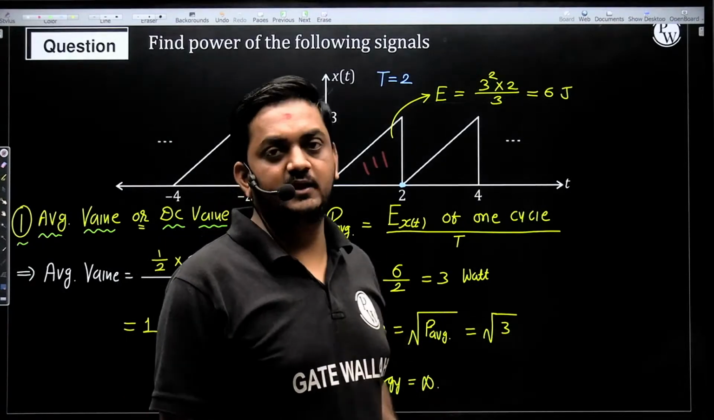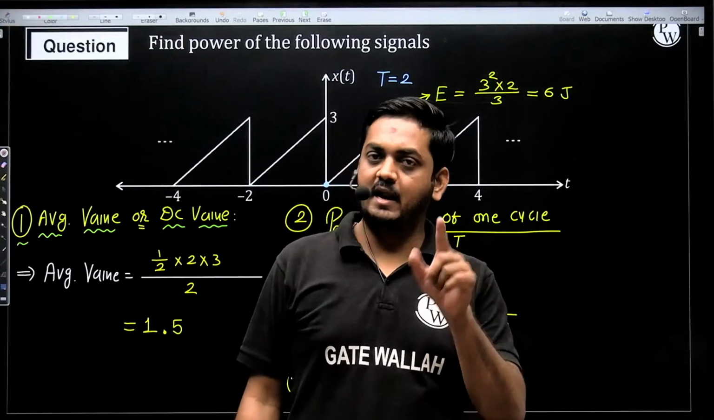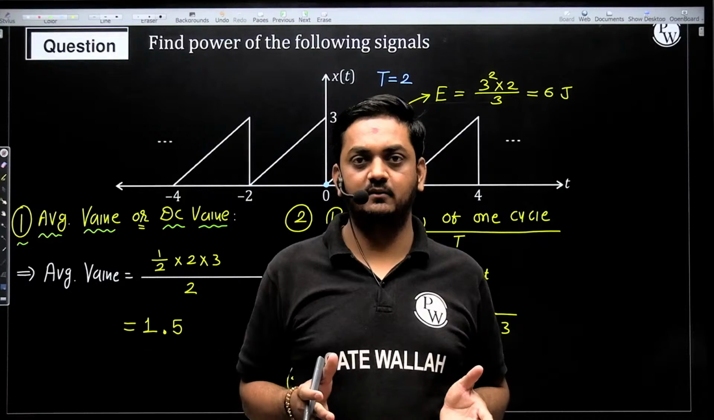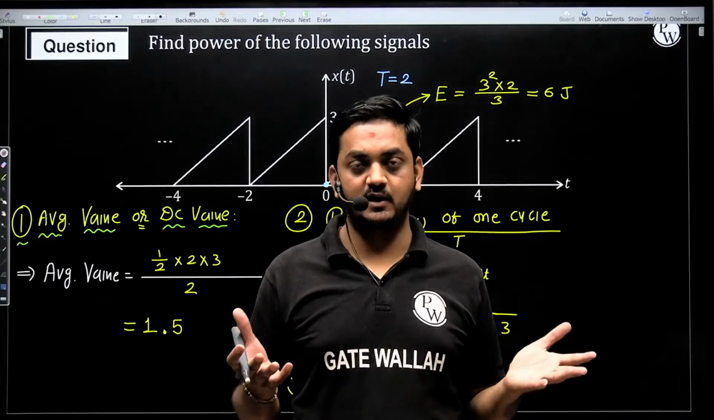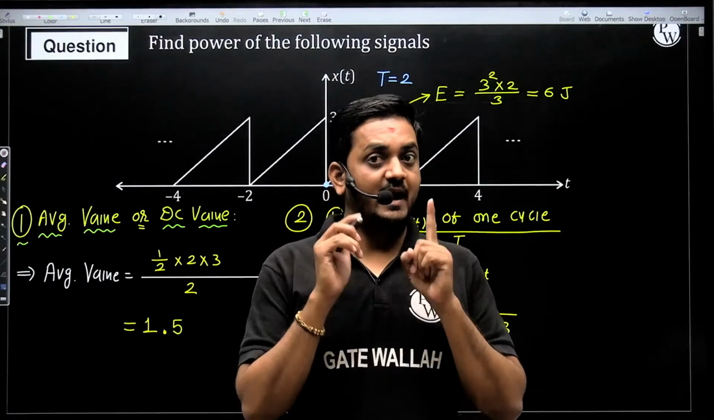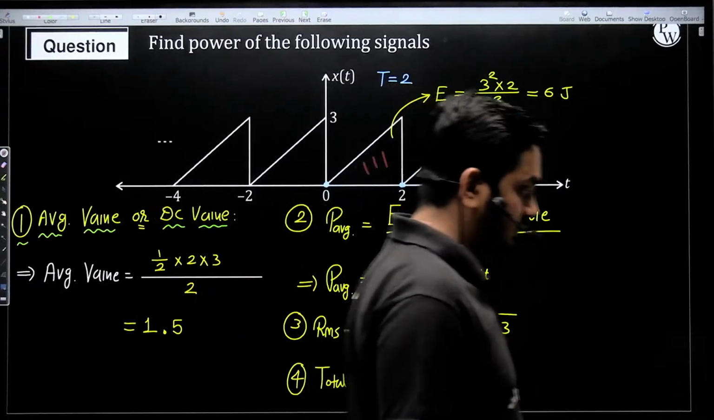So again we can say each and every periodic signal is always a power signal. Power will be finite and energy will be infinite. So energy of a power signal is always infinite. If the signal is a power signal, then power will be finite and energy will be infinite. This is a very important conclusion. Okay.